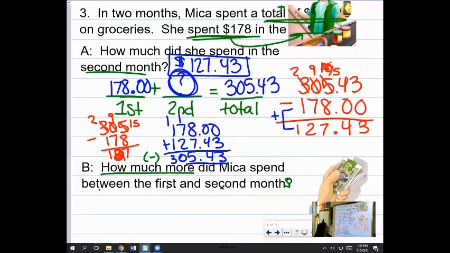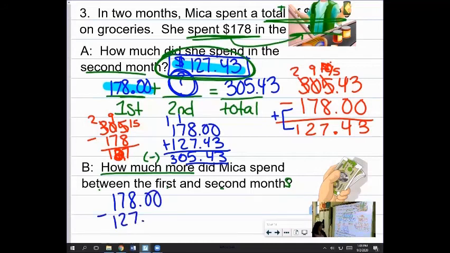Difference means to subtract. I want to know the difference between this one here and this one here. Okay, between the first and the second month. Now I don't want to have a negative value. So I want to put the one that is a larger or greater value. So I would take $178 and subtract the second month and see what I get. Now here we have to be careful. We need to borrow.